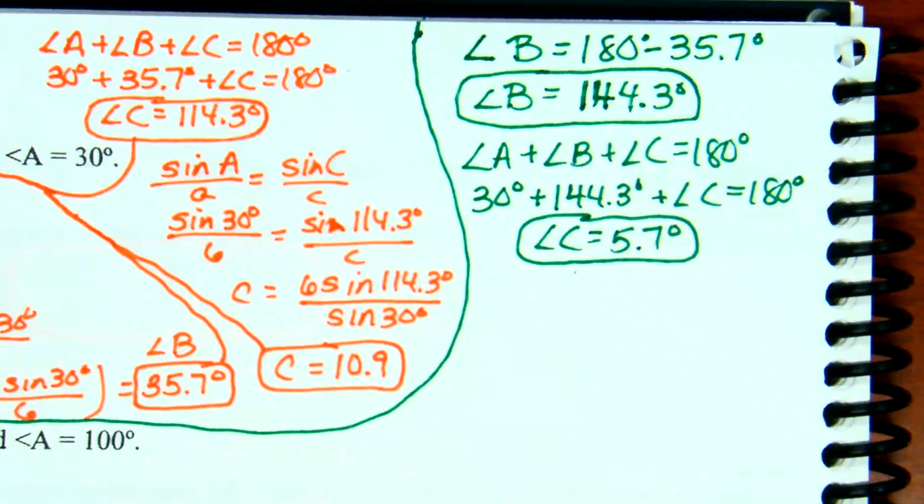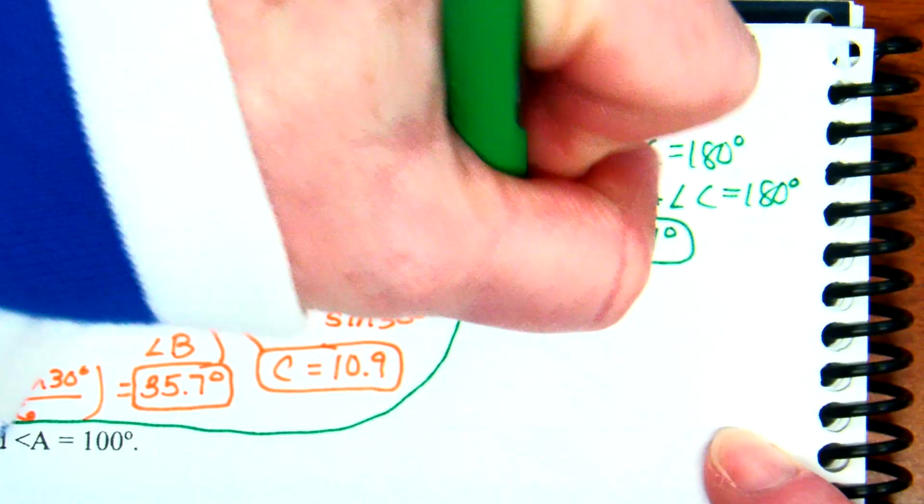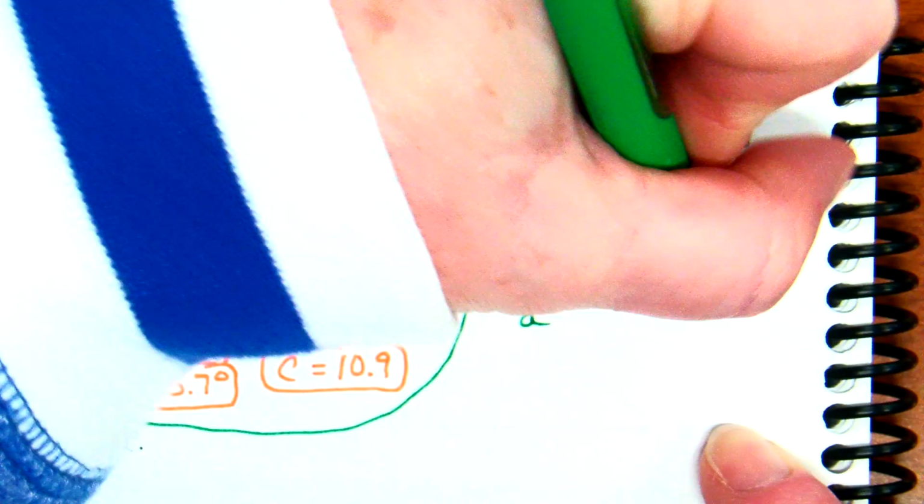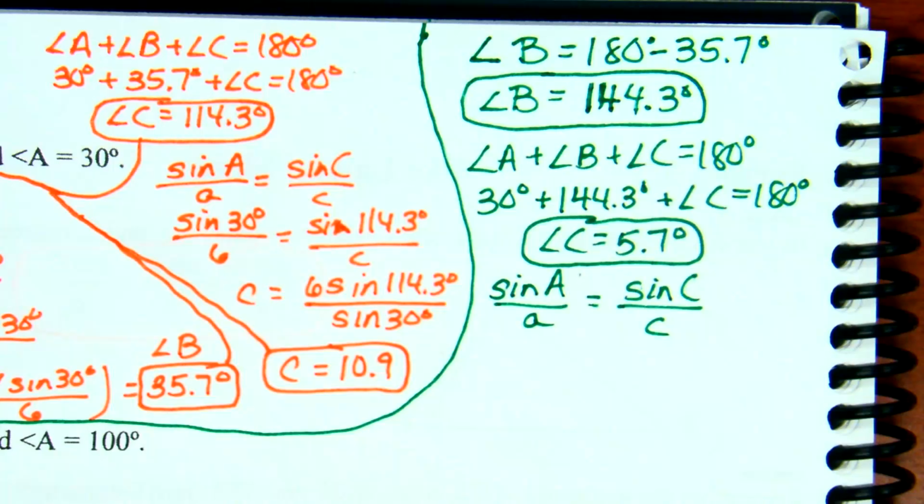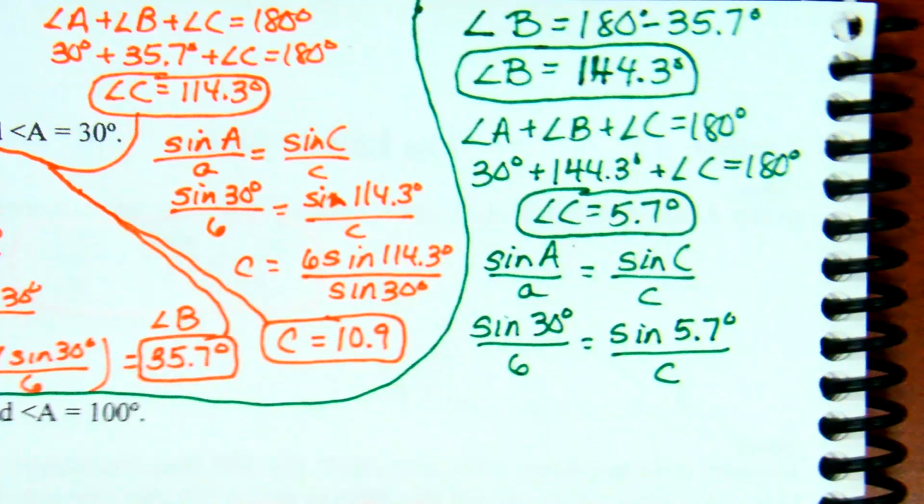And last part. Now we can find side C. We need side C again. We just did a sine A. We can still use sine A over A. The difference is we're using the new angle C. So we're still using sine A over A equals sine C over C. So the same way we found C last time, it's just we have a different angle. So it's still sine of 30 degrees over 6, but this time it's sine of 5.7 degrees over C.